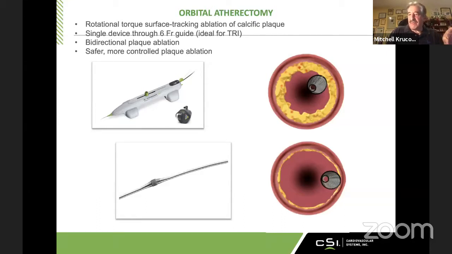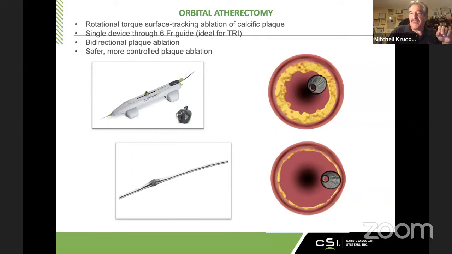So there are no upsizing burrs. If you want to make a bigger lumen, you simply increase the speed of the device. The centrifugal force increases. That means that for operators like me, who are pretty dedicated to radial procedures as a safer, better approach, this entire device does everything it can do through a 6 French guide quite easily. The other difference in this device, unlike a Rota, is that because it's eccentric, with differential sanding of a calcific plaque, it ablates tissue both when it's going forward and when it's pulling backward.